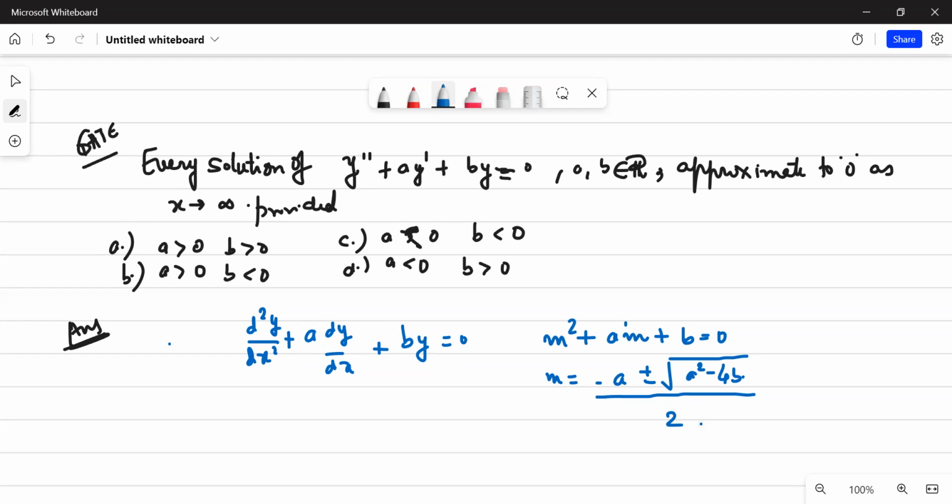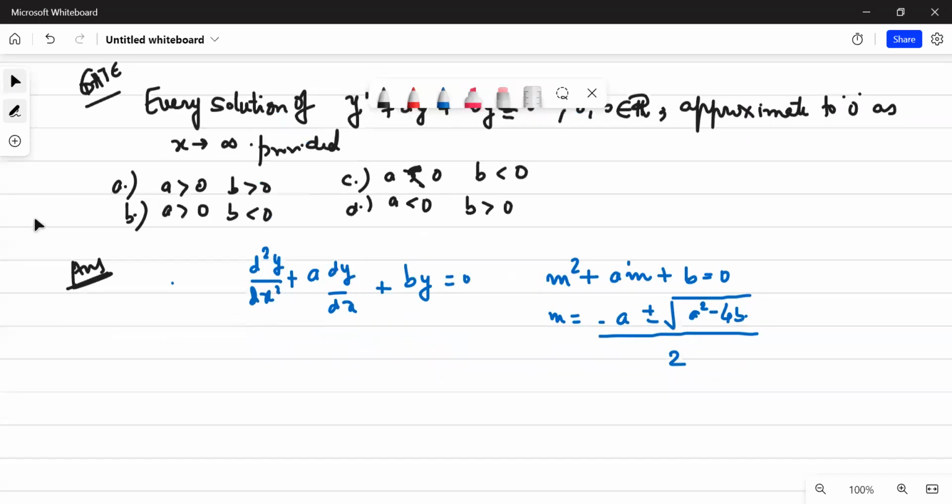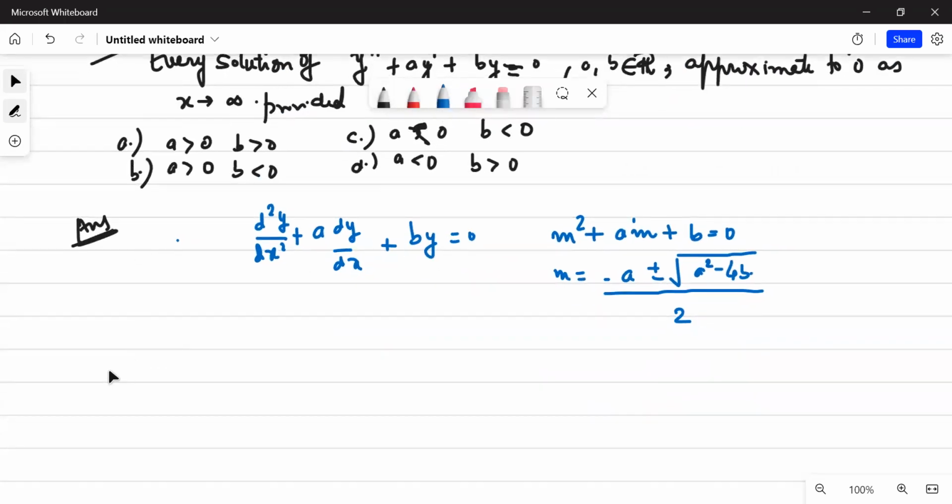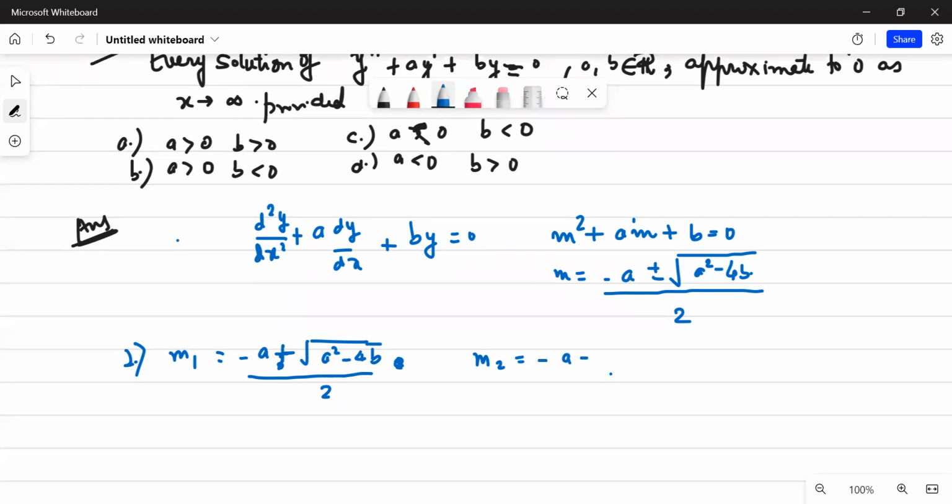So now, if these roots are real and unequal, then there will be some roots. If these roots are real and equal, then there will be some roots, and so on and so forth. So let us take cases. The first case would be if these roots are real. m1 is equal to minus a plus root over a square minus 4b, upon 2. This is your first root. Let us write it as m1 only. And m2 is another root, which is given by minus a minus root over a square minus 4b divided by 2. If these roots are real and unequal, when will this happen?